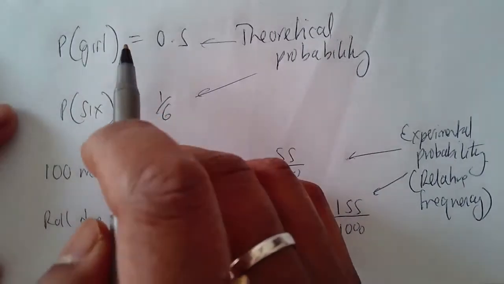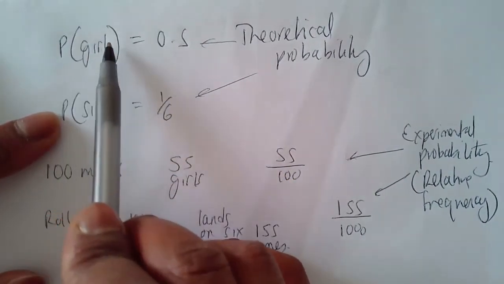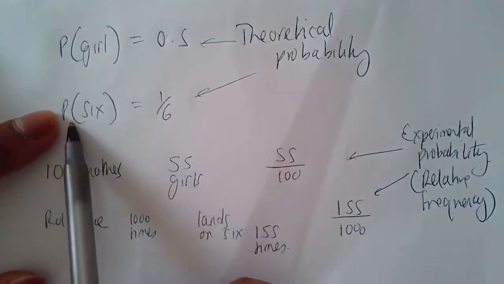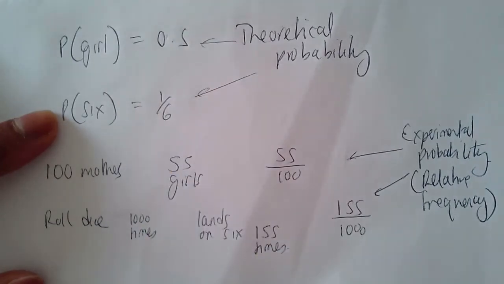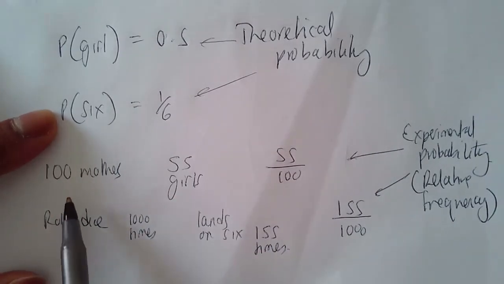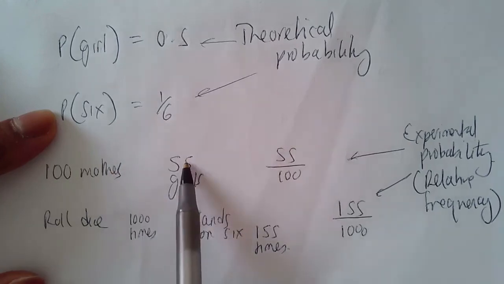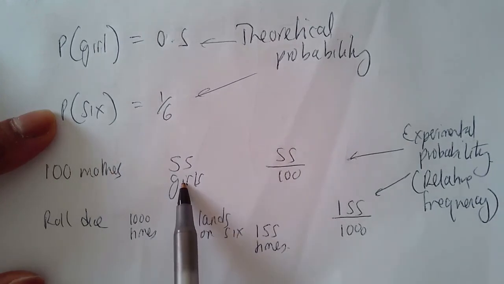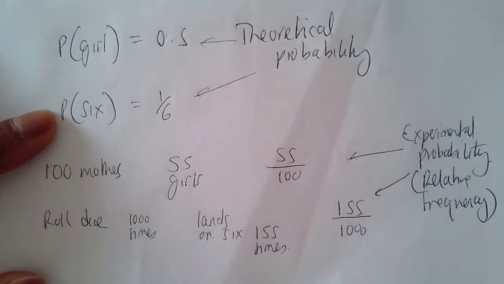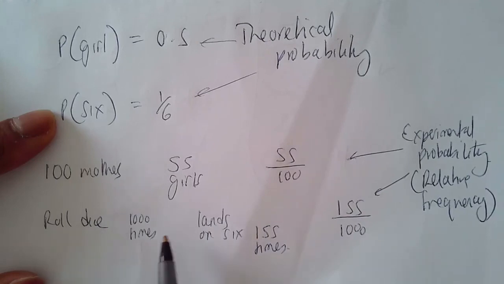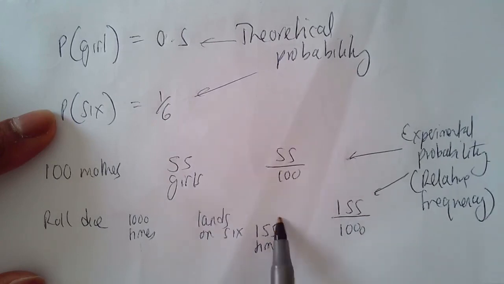Just to quickly recap, the probability of a girl being born is 0.5, and the probability of landing on a 6 is a 1 in 6 chance. That's the theoretical probability. But we know in practical life, things don't have to follow exactly the way the theory says. Let's say, for example, out of 100 mothers, 55 girls are born. So the experimental probability, or relative frequency, is 55 out of 100. Let's suppose you roll a dice 1,000 times and it lands on a 6 155 times. The relative frequency, experimental probability, is 155 out of 1,000.